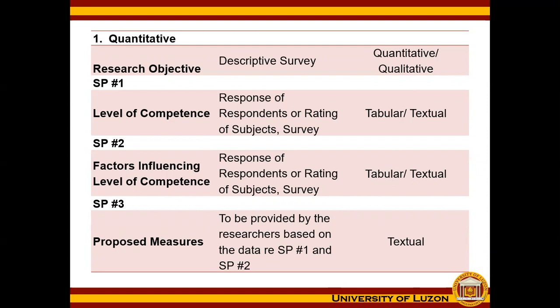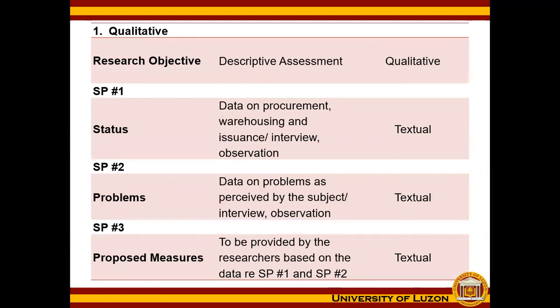This will be for your proposed measures, so that will be provided by the researchers based on the data regarding statement of the problem one and specific problem number two. So this will be mainly textual, unless you will have it in tabular form or matrix form for that matter. So that is in quantitative studies. Then what about qualitative?